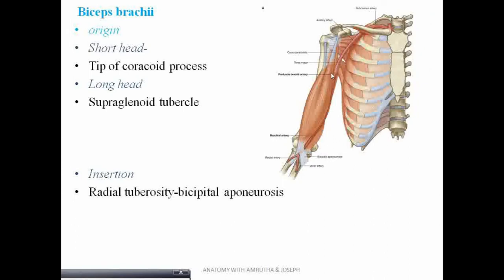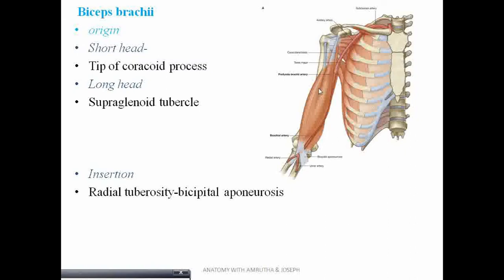Biceps brachii originates as two heads, that is why biceps, bi means two: short head and long head. Short head originates from the tip of the coracoid process. So you have seen coracobrachialis is also originating from the tip of the coracoid process, and the long head originates from the supraglenoid tubercle, which is seen on the scapula. Now the long head passes through the bicipital groove, so it is a structure of the bicipital groove.